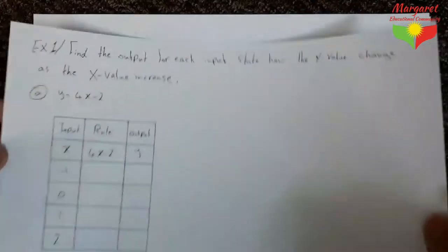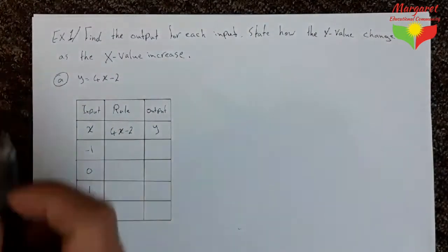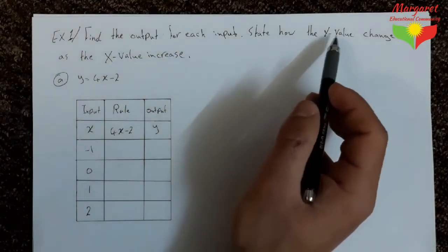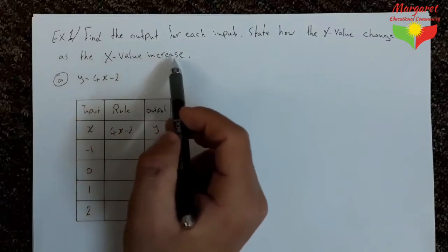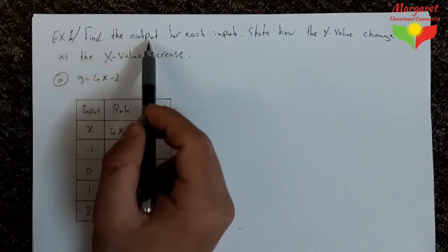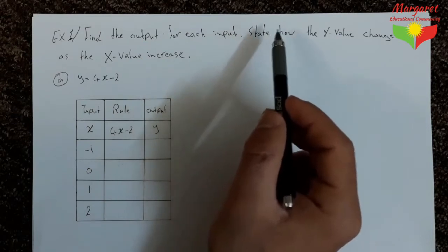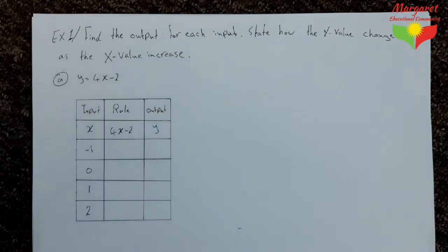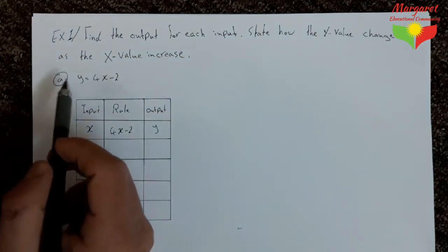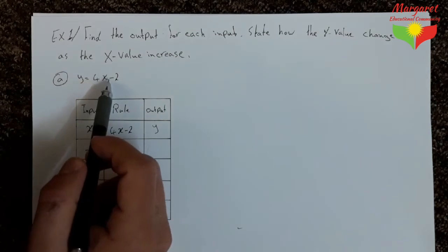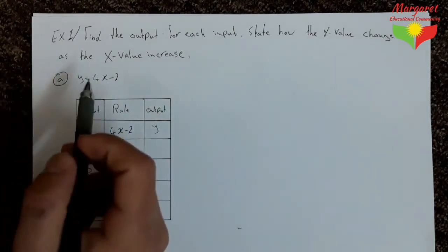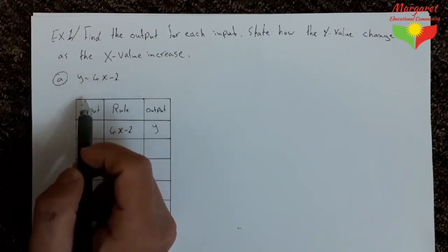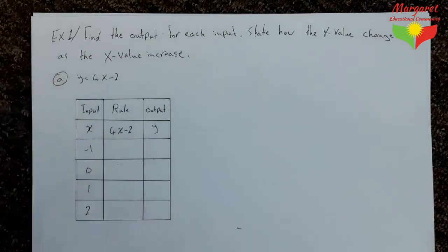After that, we have example 1. Example 1 says, find the output for each input and state how the y value changes as the x value increases. واتە output بدۆزەرەوە بۆ هەر ئینپوتێک و هەروەها بیڵێ بەهای y چۆن ئەگۆڕێت بە زیادبوونی بەهای x. Part A, the function is y equal to 4x minus 2, and we know that x is the input and 4x minus 2 is the function rule and y is the output.